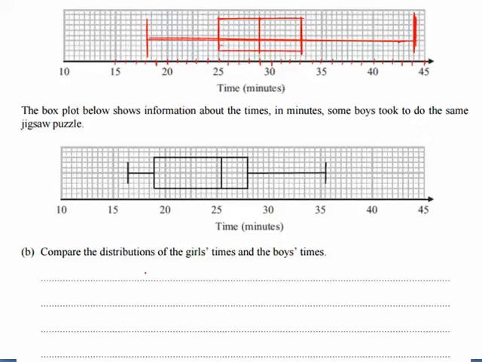It says compare the distributions. This is the box plots of girls we had from before, and there's a new box plot here to show the boys. The way I'll start these sentences is: the median tells me. What does the median tell me? The median tells me that the time it took the girls to do the jigsaw was more than the boys. I'm going to write that down in a minute.